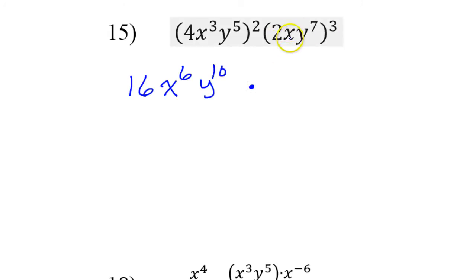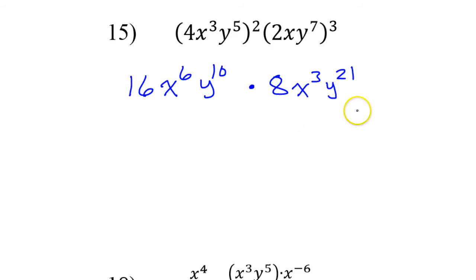All right, same thing over here. We're not going to do 2 times 3 and get 6. All right, we have to do 2 to the 3rd power. So that's going to be 8. And then we'll have x to the 3rd power, y to the 21st power.